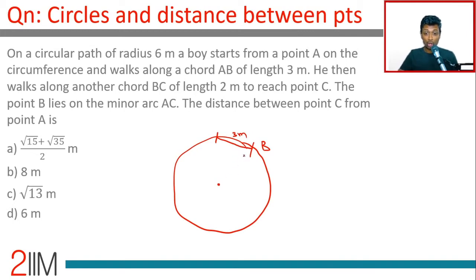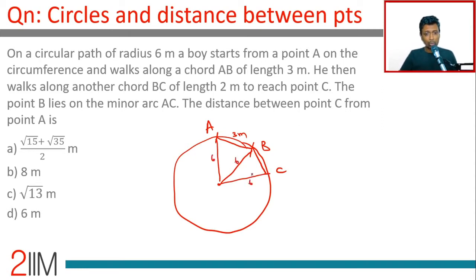He then walks along chord BC of length 2 meters to reach point C. Point B lies on the minor arc AC. That is, this is A, this is B. C is not in between. C is further away. And so this is 6, 6, 6.